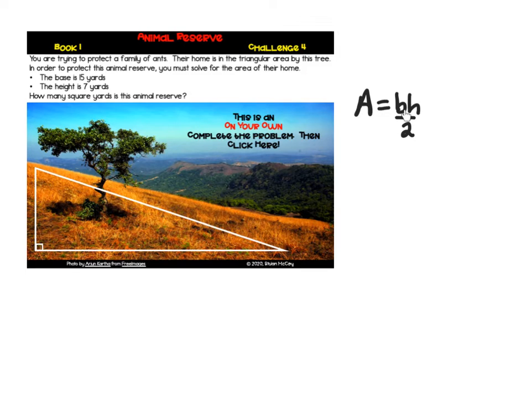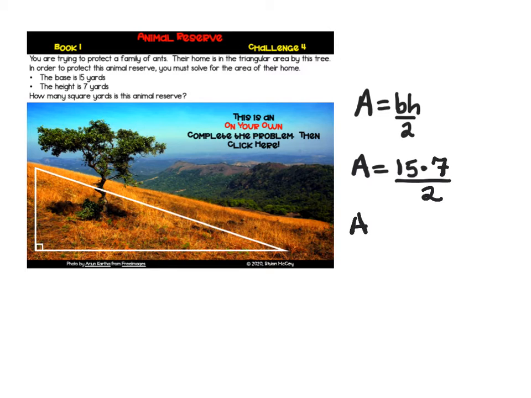So let's go ahead and plug in the numbers. So I'm going to just rewrite the formula as A equals, and now this time I'm going to plug in for base, I'm going to plug in 15. So I'll write 15 here, and then times, now for the height, I'm going to plug in the 7 right there. So let's go ahead and do that right now. And that's my 7, and then divided by 2. And now I'm ready to do the next step.